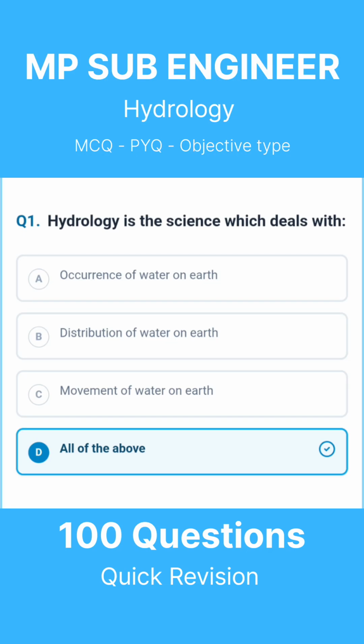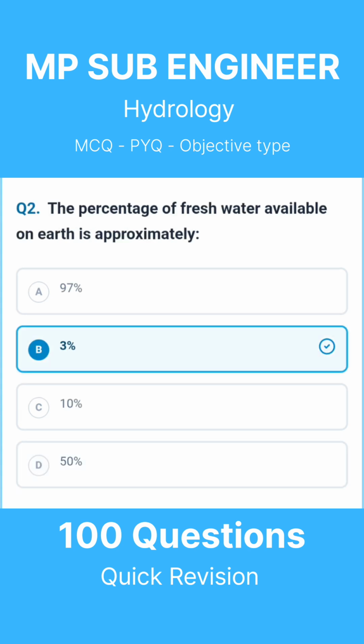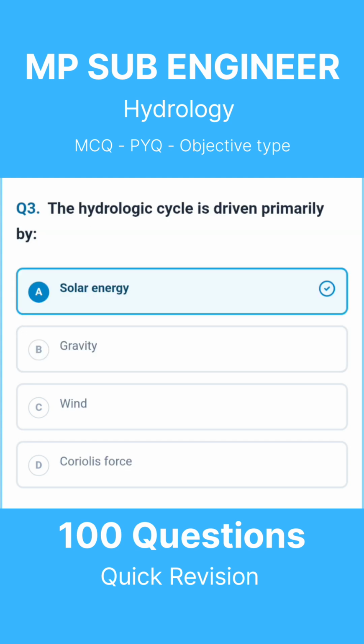Question 1. Hydrology is the science which deals with. The correct answer is all of the above. Question 2. The percentage of fresh water available on Earth is approximately. The correct answer is 3%. Question 3. The hydrologic cycle is driven primarily by. The correct answer is solar energy.